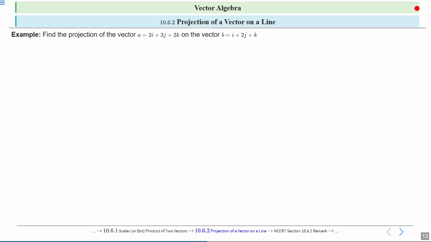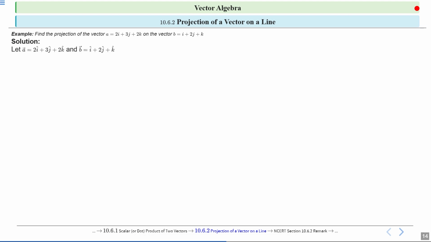Next, NCERT section 10.6.2, projection of a vector on a line. Find the projection of vector A = 2 i cap + 3 j cap + 2 k cap on the vector B = i cap + 2 j cap + k cap, right? So let's see how we can solve this. We have to basically find the projection of vector A, which is 2 i cap + 3 j cap + 2 k cap, on the vector B, which is i cap + 2 j cap + k cap.